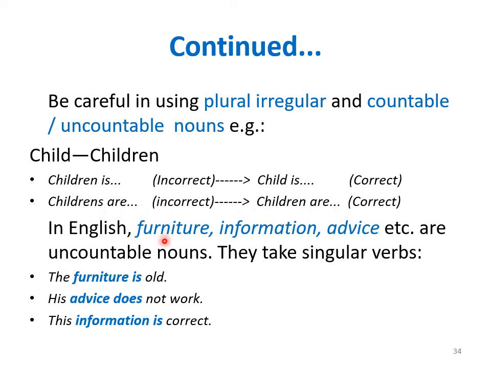In English, furniture, information and advice, etc. are uncountable nouns, so they take singular verbs. For example, the furniture is old, but not the furniture are old. If you say the pieces of furniture are old, that's a different thing. Pieces is countable, not furniture. His advice does not work, advice is uncountable. But with pieces of advice, that's a different thing. The information is correct. So see that furniture, advice and information take singular verbs: is, does, is.